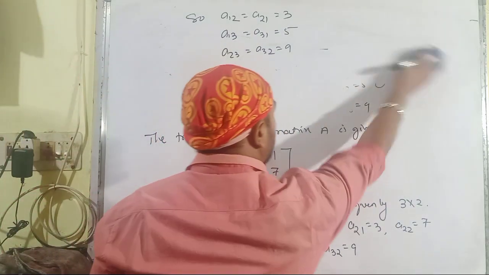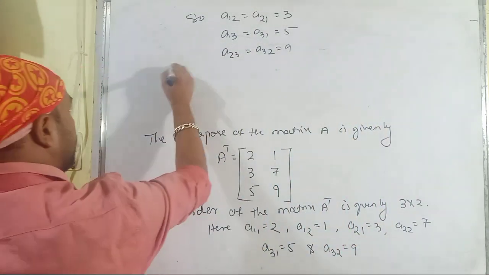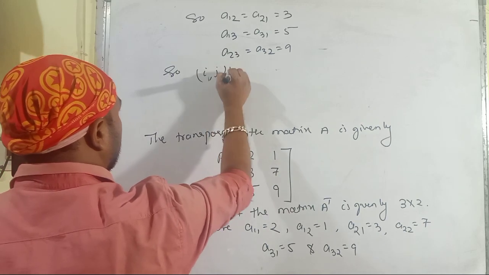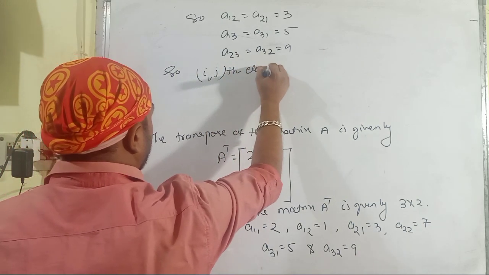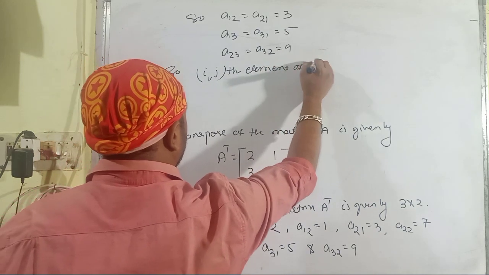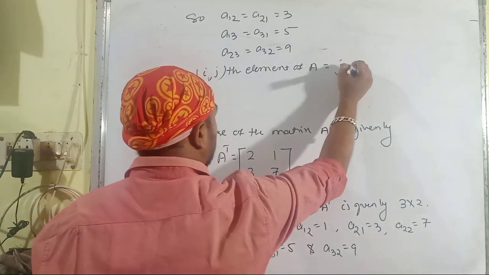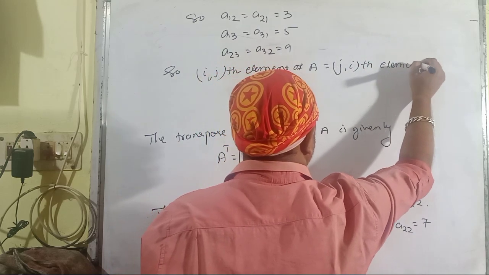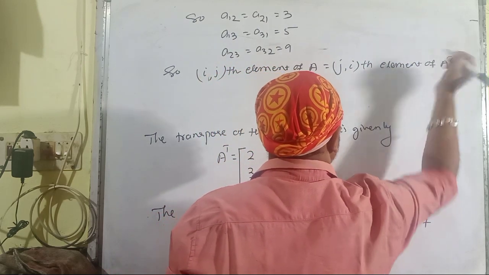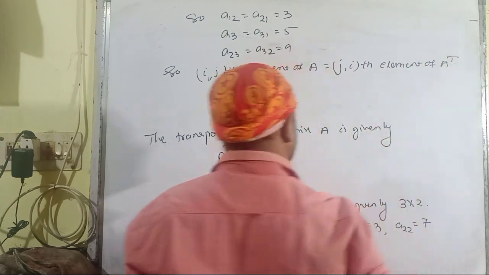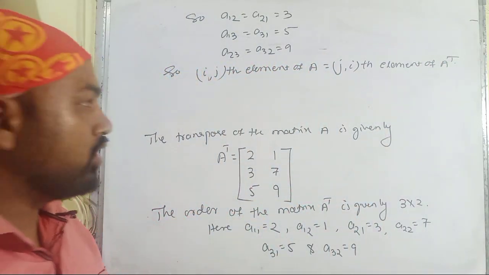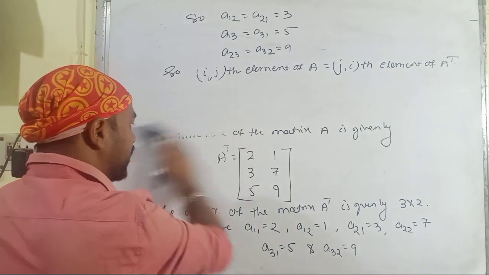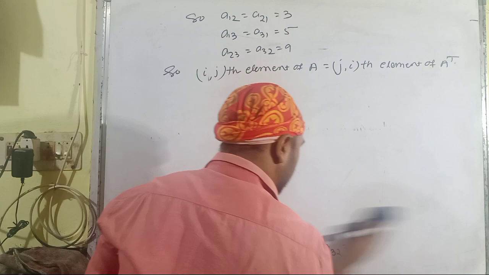So the ijth element of A is equal to the jith element of A transpose. So here is all about the problem based upon the transpose of A. Let us take another example so that it will be clear to you.